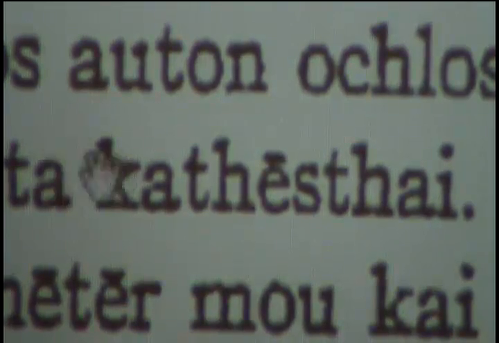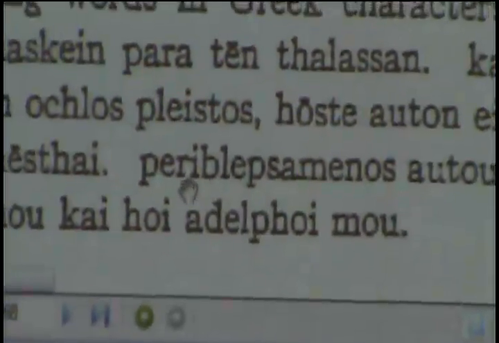Here's a little short word, isn't it? Periplexomenos. Okay. Peri is around, and pleptos to see, and menos is to remain. So you look around and you see and remain a little bit of time.